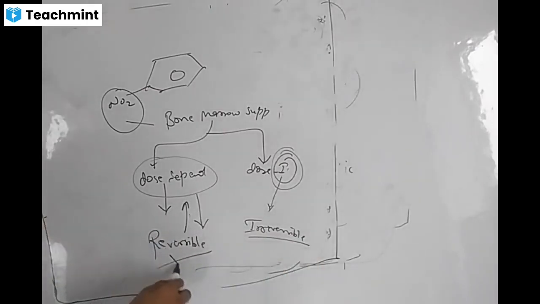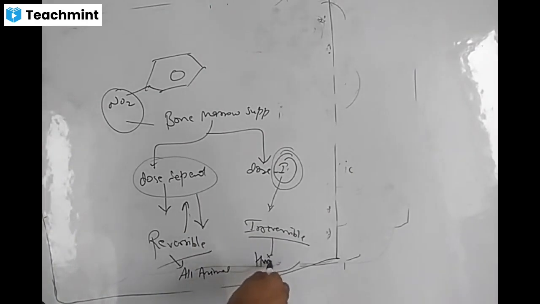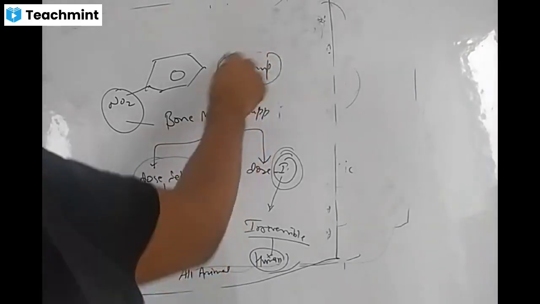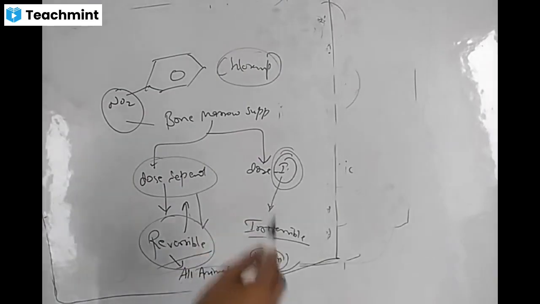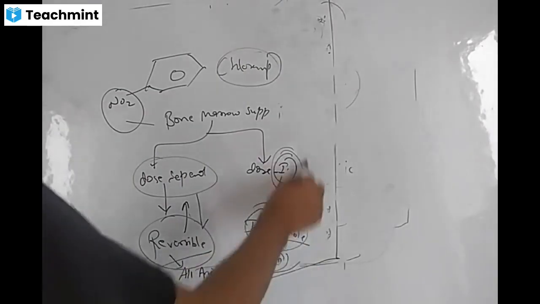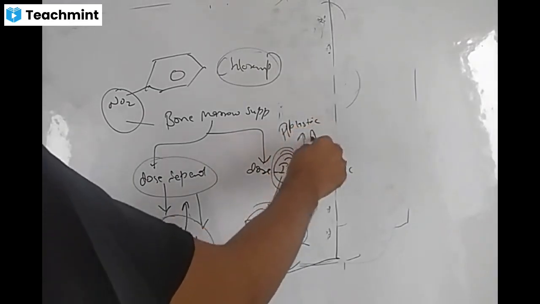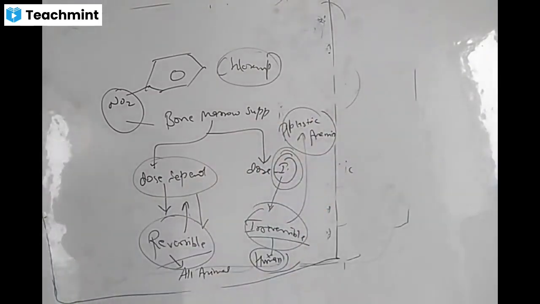This dose dependent or reversible type is present in all animals, but this one is present only in human beings, not in animals. So chloramphenicol we can use in animals because this is reversible bone marrow suppression. But in human beings, this is irreversible. That is known as aplastic anemia because of bone marrow suppression. So this nitro group is responsible for this.